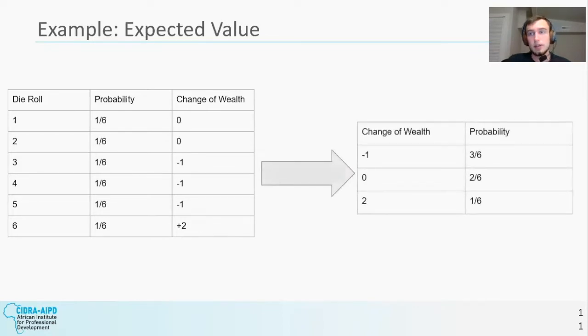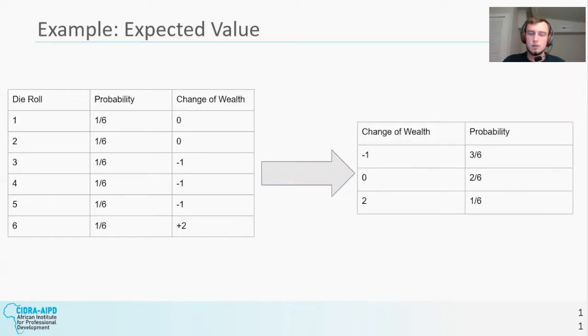So we can go ahead and throw that in a chart. Here's our change in wealth, and there's a probability that each change in wealth happens. All right, we have our changes in wealth and we have our probabilities. So I'd like to ask y'all to pause the video and try to figure out what the expected value of playing our game is from this information. What's the expected change in wealth from playing this game?